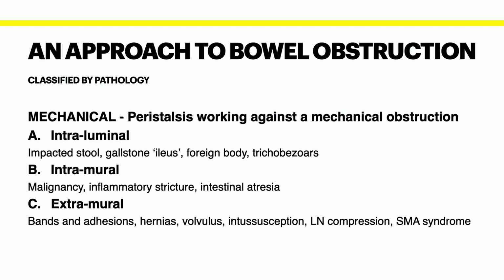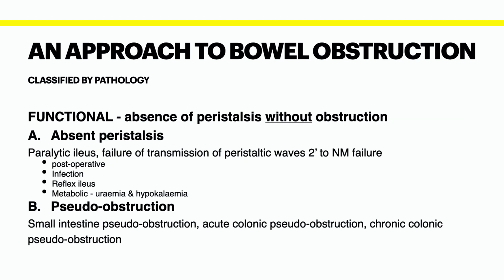Basically, the most common causes of bowel obstruction will occur from this type of obstruction, a mechanical obstruction. This includes malignancies, adhesions, volvuluses, and diverticulitis. Functional causes of obstruction occur in the absence of peristalsis without an actual obstruction in the lumen. This could be due to absent peristalsis in the case of a paralytic ileus, or failure of transmission of peristaltic waves secondary to some neuromuscular failure.